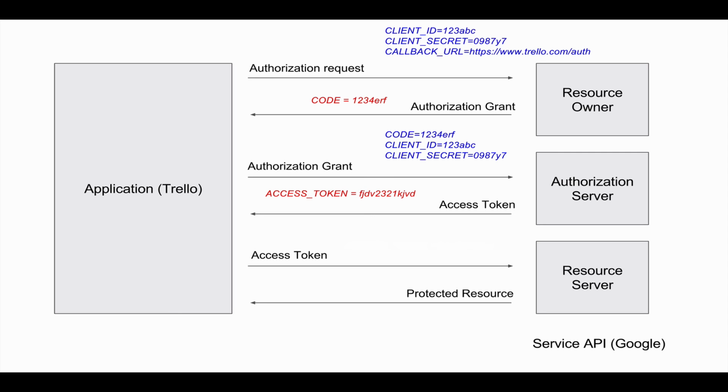Now for the final step. At this point, the application, Trello, has everything it needs to access protected resources from the third party, Google. All the application, Trello, needs to do is make a request for a resource and pass along the access token. And now the third party, Google, will respond with the protected resource.